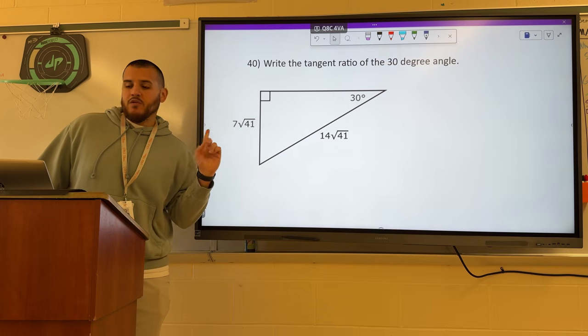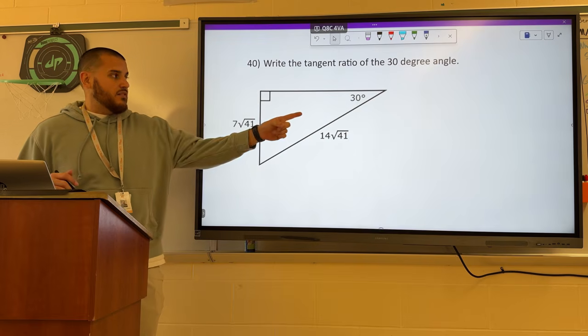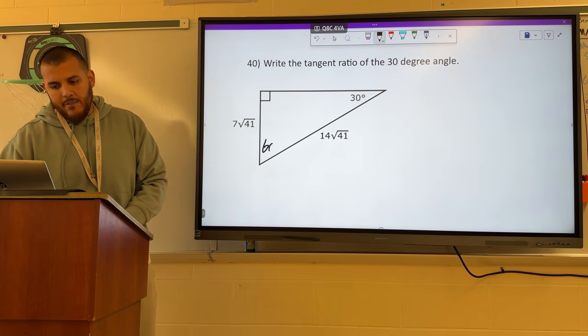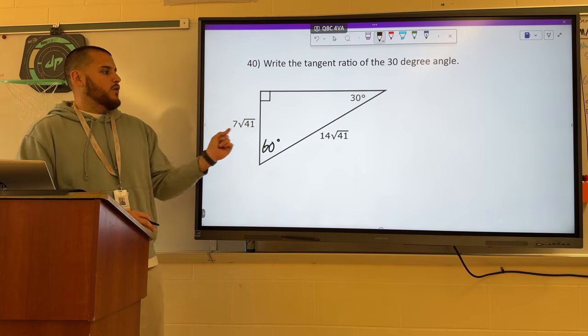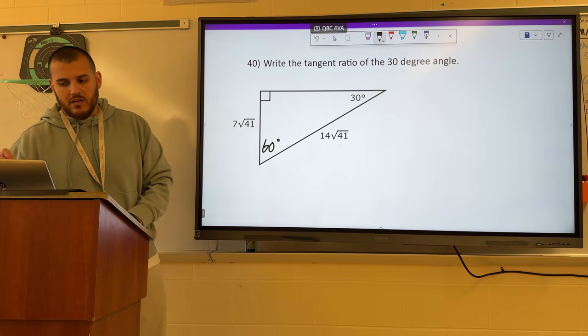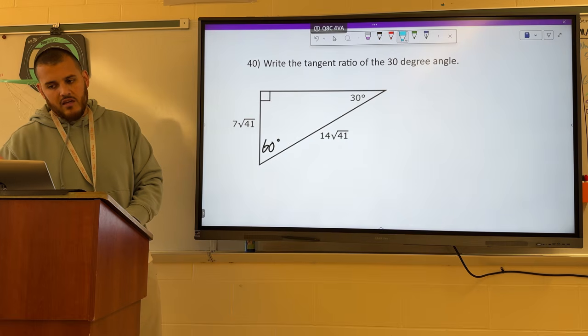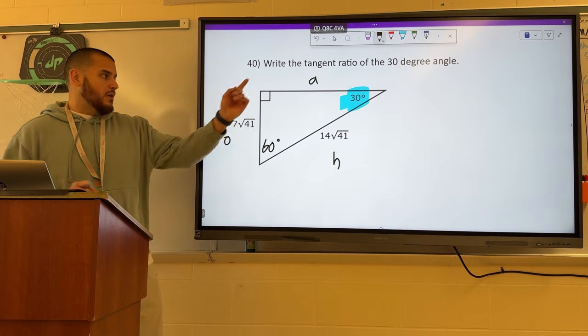In this example 40 here, we have a special right triangle. It's a 30, 60, 90. I have 30 degrees, I have a 90. This would be 60 degrees down here in this corner. And I'm asked to find the tangent ratio of this. And if we're not careful, we would just use the two sides that were given to us here. But remember, the tangent ratio uses the opposite and adjacent side of our given angle, which is the 30. And that adjacent side is the blank one here.